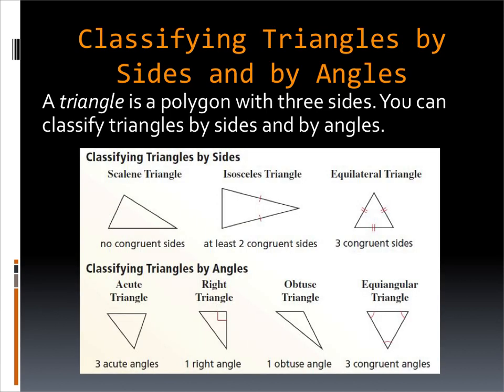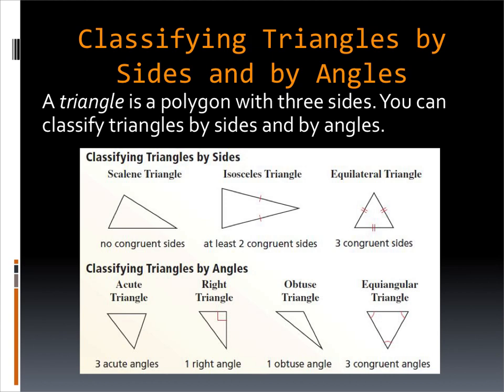So, a triangle is a polygon with 3 sides. You can classify triangles either by their sides or by their angles. If we're going to classify triangles by their sides, then there are 3 types: scalene, isosceles, and equilateral. A scalene triangle has no congruent sides. An isosceles triangle has at least 2 congruent sides, and an equilateral triangle has 3 congruent sides.